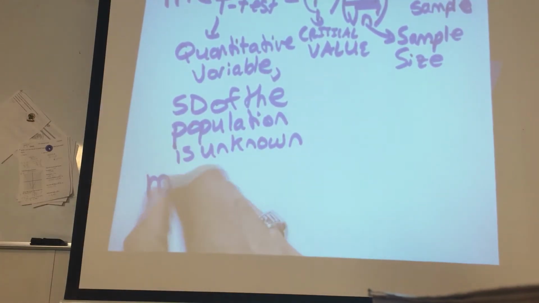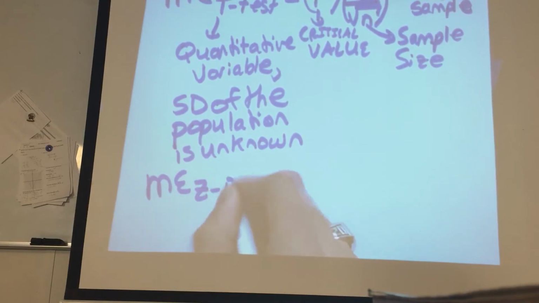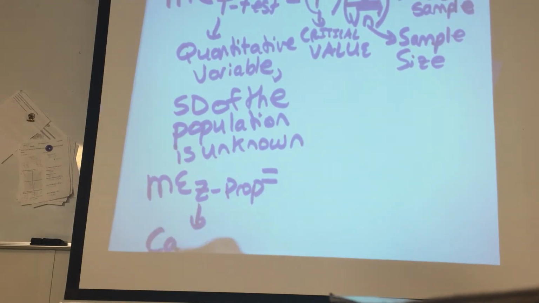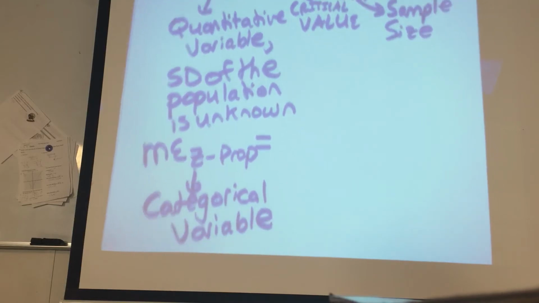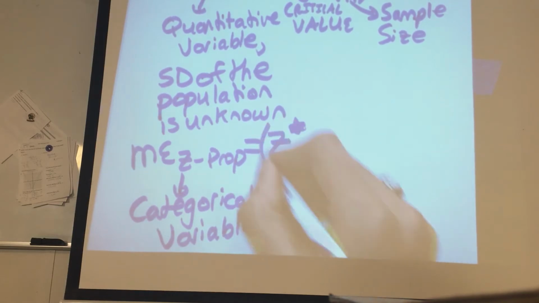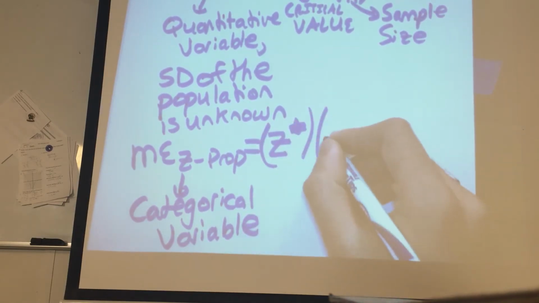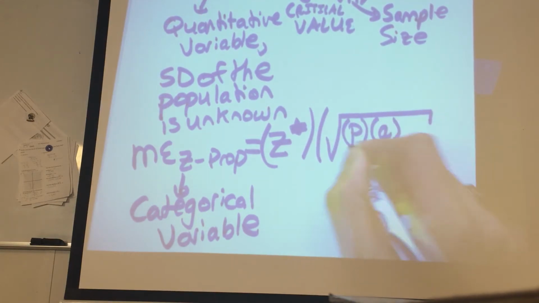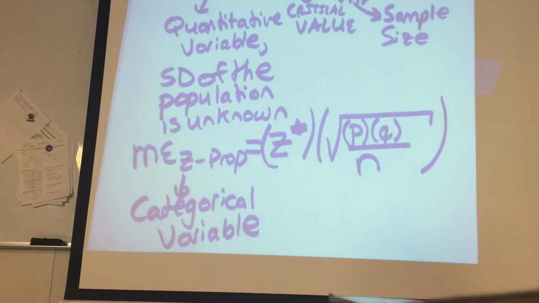We also have the margin of error for a Z proportion. So remember we were talking about Z proportion. This is what you all just took the exam on. And remember this is used for a categorical variable. And the formula is Z star, that critical value, times square root of P, Q over N. And what is Q? I'll explain that in 1 second.